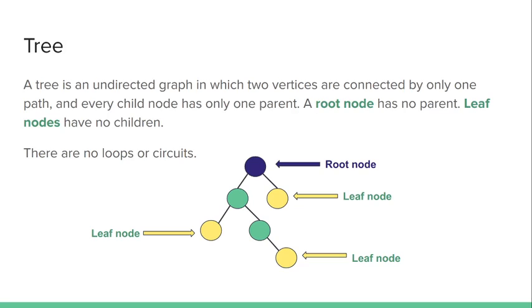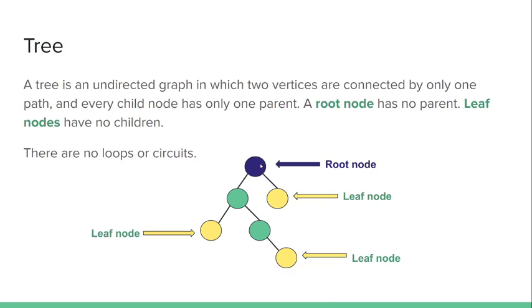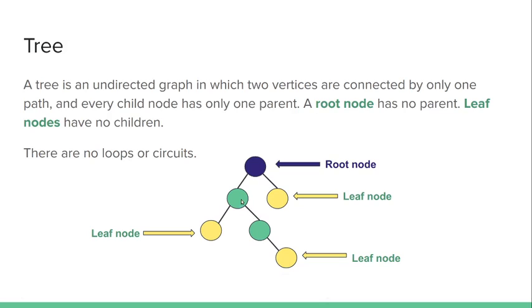A tree is an undirected graph in which two vertices or nodes are connected by only one path, and every child node has only one parent. So if we look at this tree graph, we can see that for any two of these nodes, there's only one path between them. And we can see that each one of these nodes has a single parent.